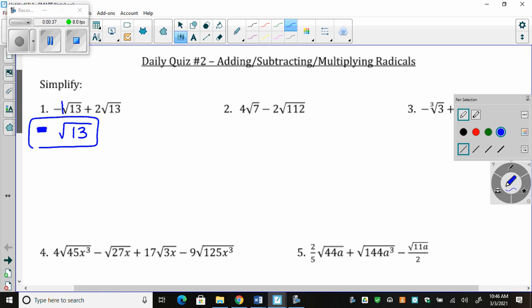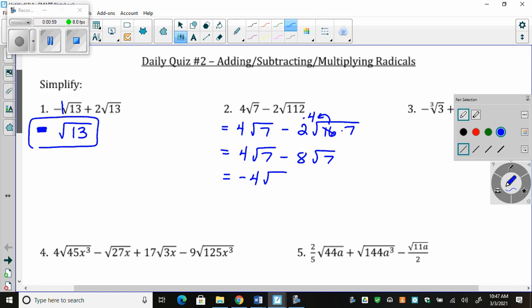No. But the root 112, what can I reduce it by? 16 and 7. And I can take the 16 out. All right, so then we have 4 root 7 minus 8 root 7, which is -4 root 7. Boom.